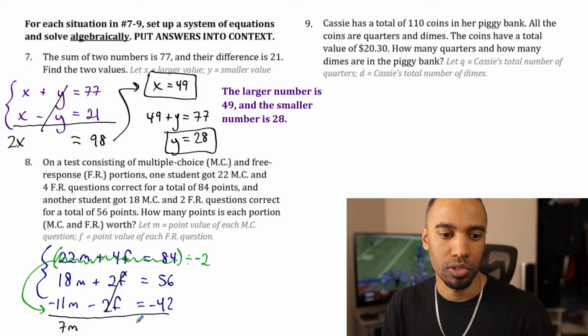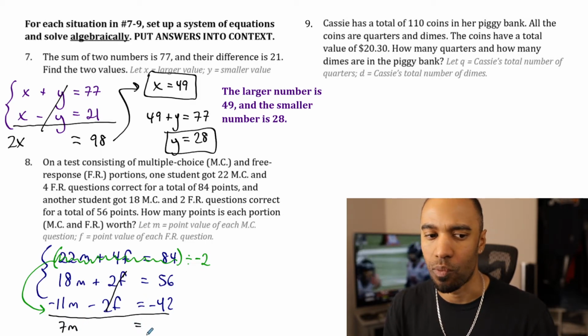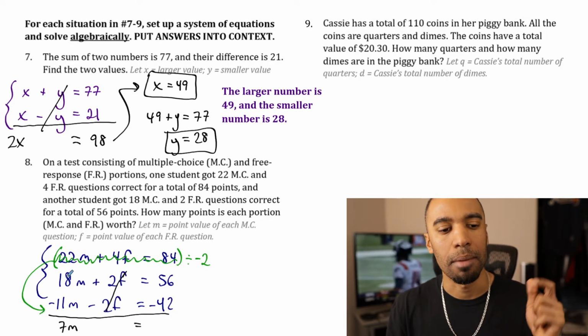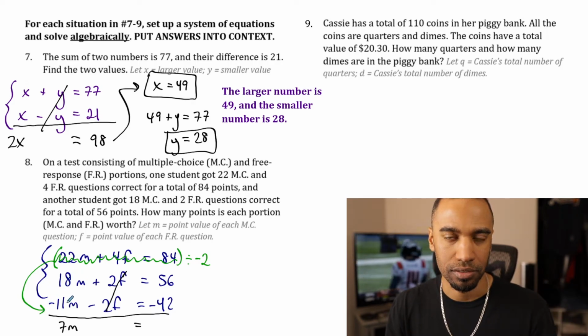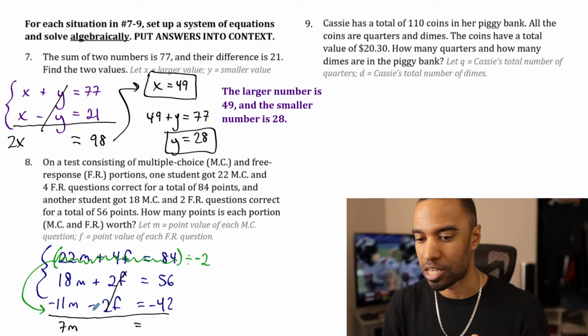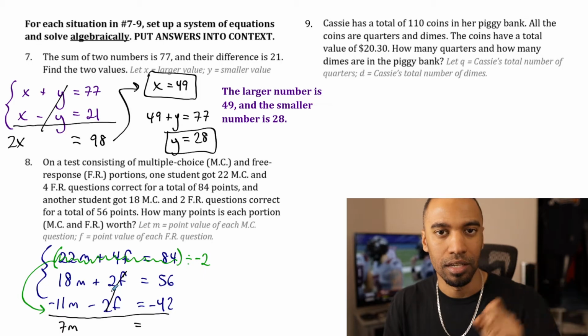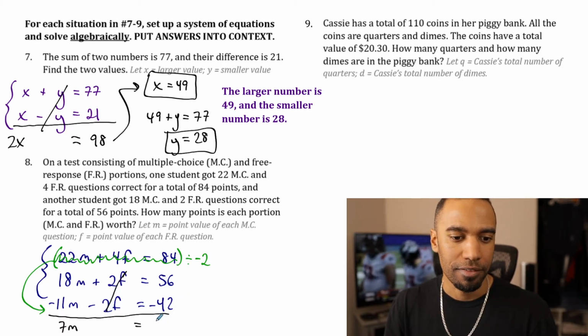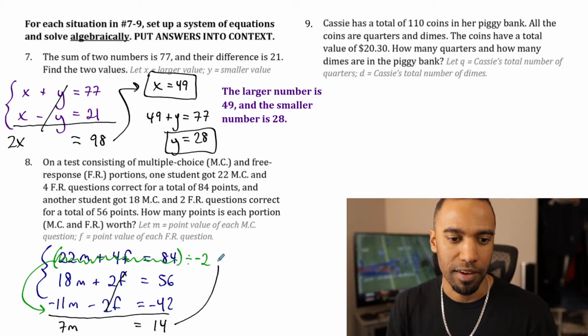And you might wonder, you might say, Mr. Robinson, you just said when you add. Why did you subtract? I'm adding this with the negative this. 18m plus -11m becomes subtraction. That's why I'm saying this has to be negative, so that way we can add. All the signs are what they are. 56 minus 42 is 14, and divide everything by 7 there, we get m equals 2.